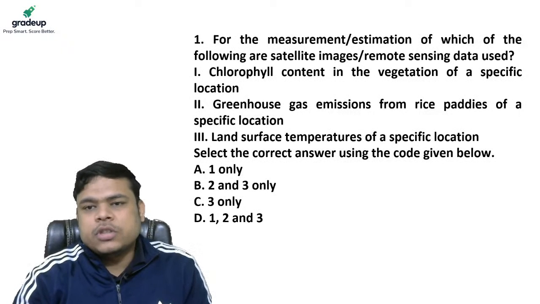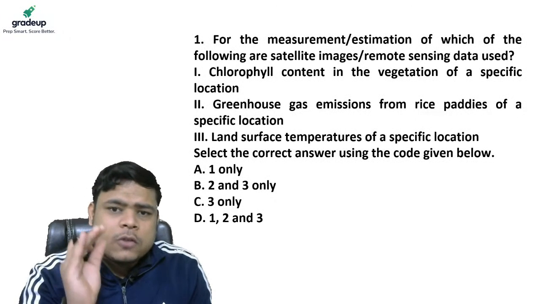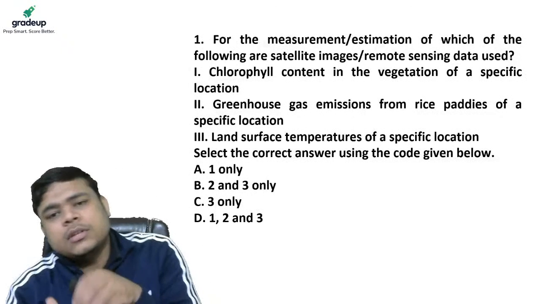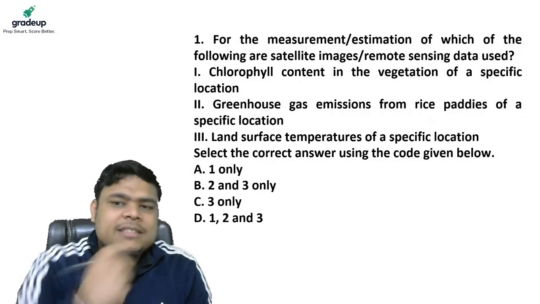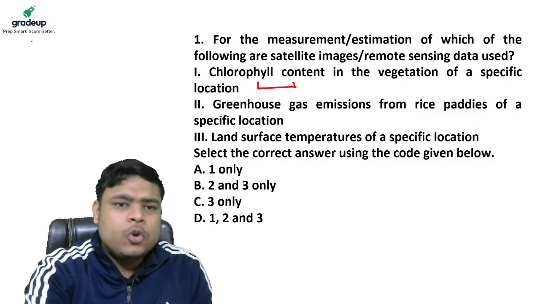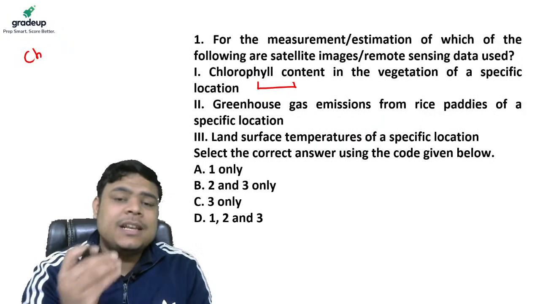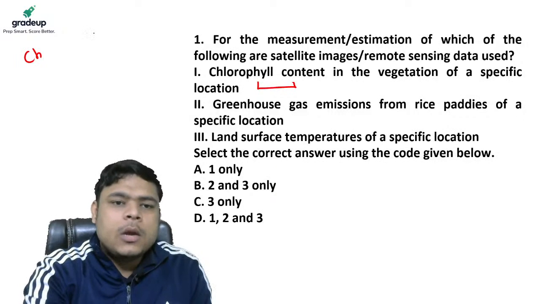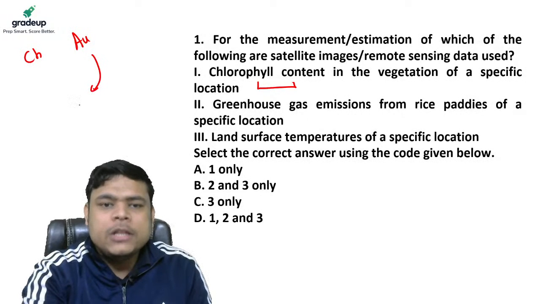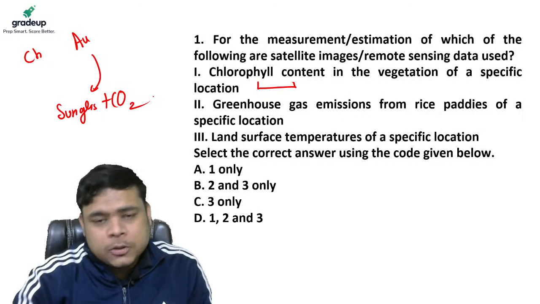So this is the first question. For the measurement or estimation of which of the following are satellite images or remote sensing data used? Where can we use the data that we collect from satellites and remote sensing? First is chlorophyll content in the vegetation. Chlorophyll is a very important compound found in plants, basically in autotrophs. Autotrophs are organisms that can produce their own food using sunlight and carbon dioxide from the atmosphere.